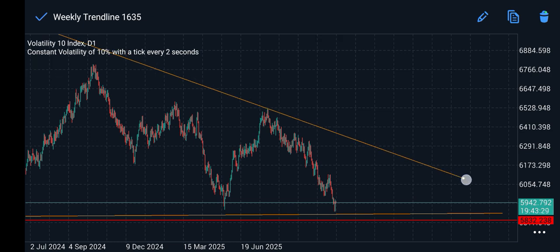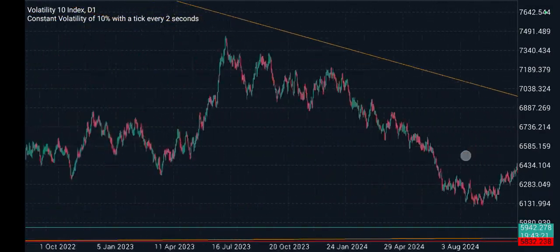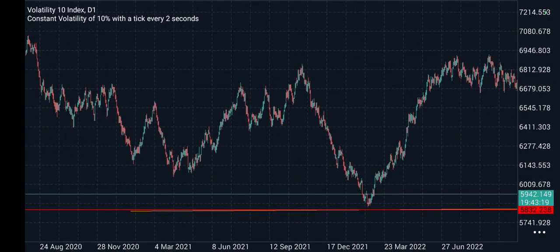An ordinary week from the higher time frame, the monthly, the weekly, the daily, is like a full body candle in the lower time frame. So you always need to know that.